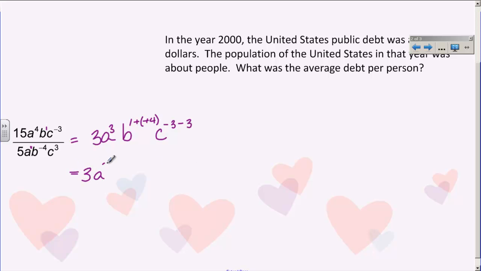I already had my a to the third because that was easy, but this 1 minus negative 4 really became 1 plus 4, so I have b to the fifth power. So you've got to still watch your integers just like before. And then my c, negative 3 minus 3, is really a negative 6. It is not 0. It's only going to be 0 if I'm adding those together, but when I subtract, I get negative 6. Now I can take care of the negative exponent. This c to the negative 6 has to go to the denominator. So 3, a to the third, b to the fifth stays in the numerator. The c to the sixth drops down here to the denominator. There's my simplified version of that expression.